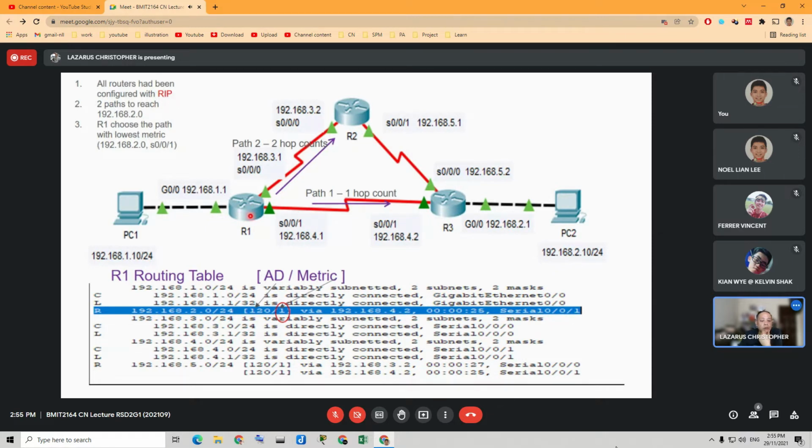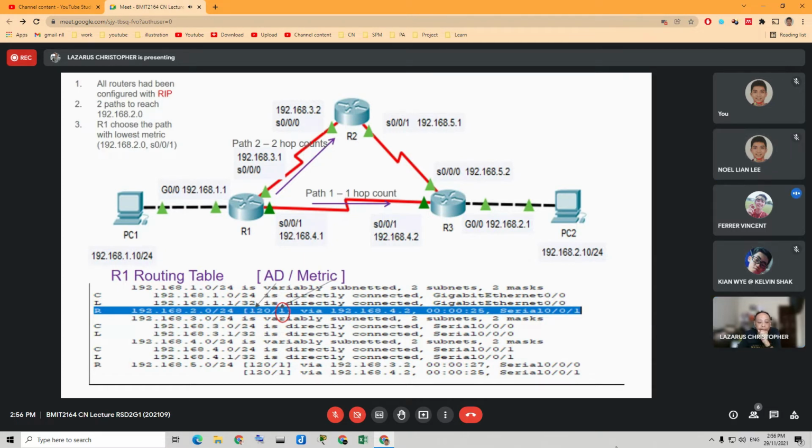Hop is like jumping, so it's easier to imagine this way: one hop, whereas going via R2 is one hop, two hops. So in terms of hop count, the lower the hop count, the better. The first path, with only one hop count, is the preferred path. Is it okay so far?